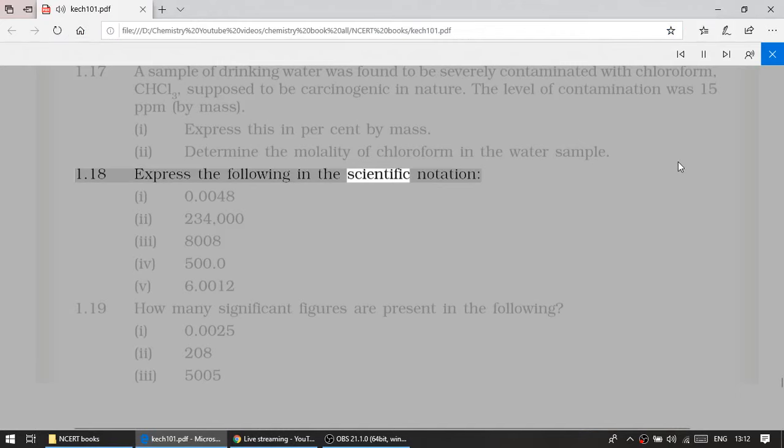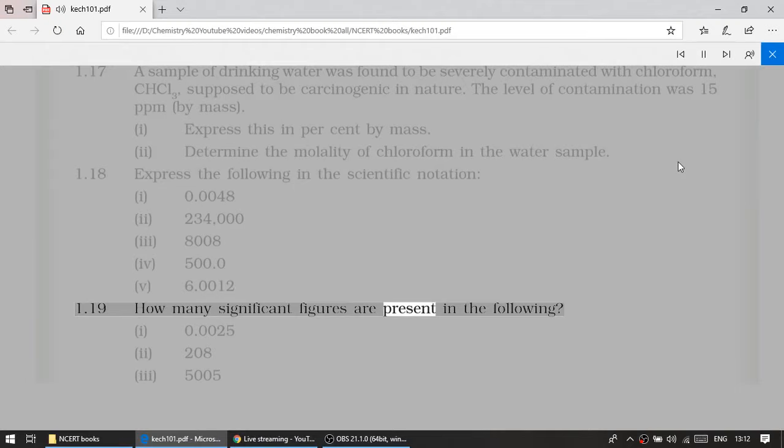Express in scientific notation: 1. 0.0048, 2. 234,000, 3. 8008, 4. 500.0, 5. 6.0012. 1.19 How many significant figures are present in the following?